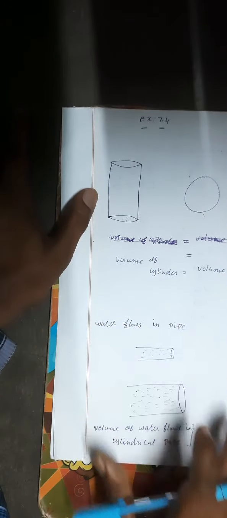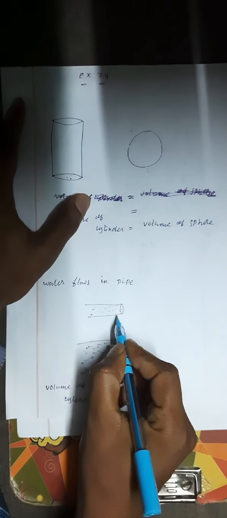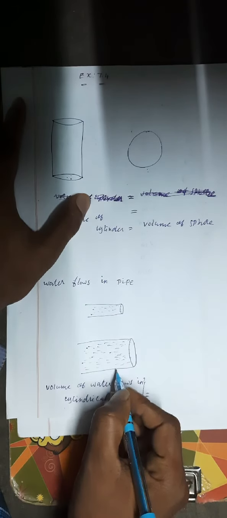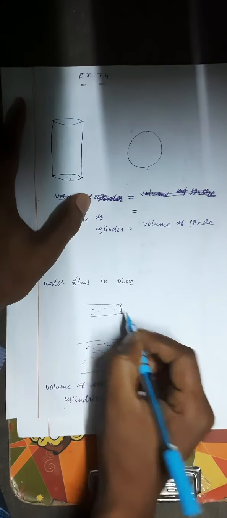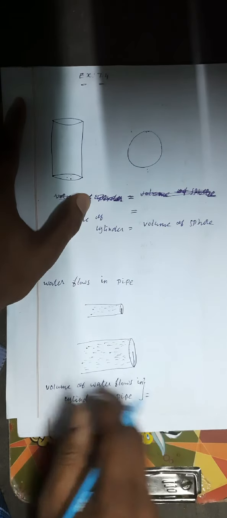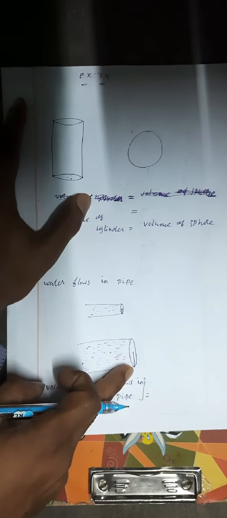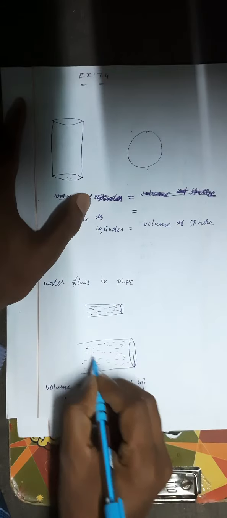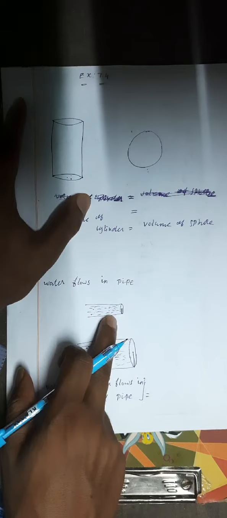Water flows in a pipe. Here I will take two sizes of pipe. This is a small pipe and this is a big pipe. Here the radius is small, but here this is the radius of the big pipe, and the radius is big. Water flows in the pipe.